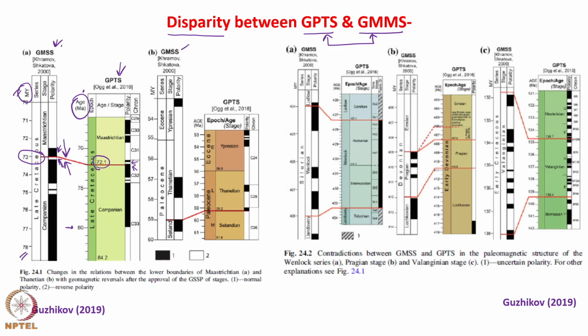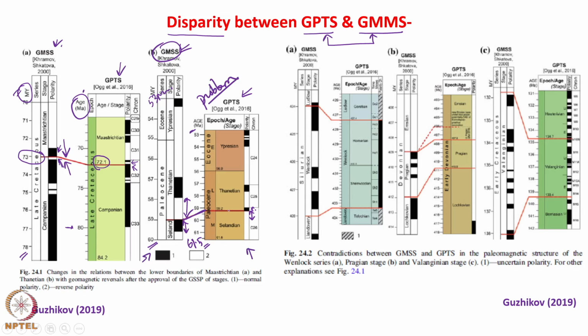Again, let us take another case of a GMSS and GPTS. Here we are looking at 60 million years till let us say 53 million years, and here we are dealing with 61.5 million years up to 53 million years, and here a correlation has been made. This correlation for the GMSS shows that at the bottom is a normal polarity zone and the top is a reverse polarity zone, whereas here we observe at the bottom is a reverse polarity zone and the top is a normal polarity zone. So, here is a problem. That means maybe either this is wrong or that is wrong or both of them are wrong.